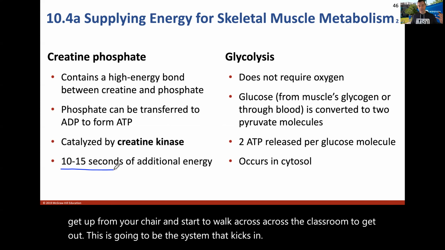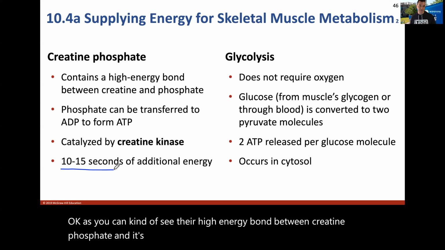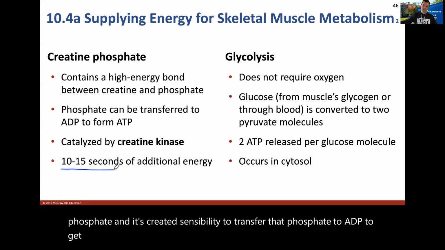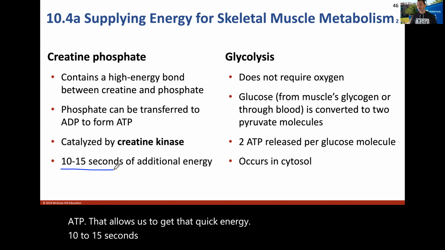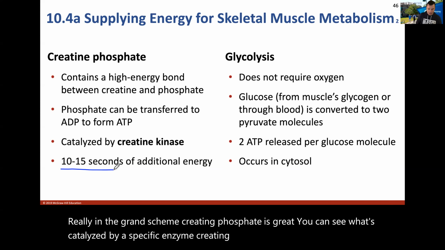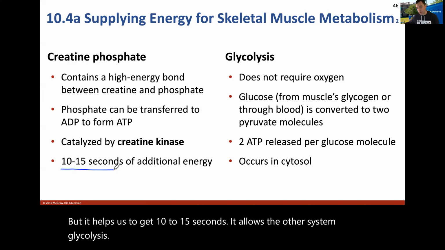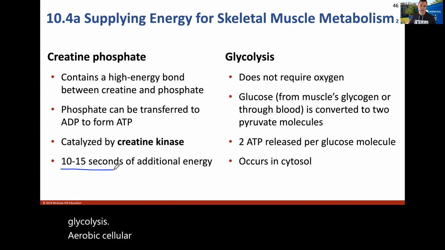Okay. As you can see there, there's a high energy bond between creatine and phosphate, and it's creatine's ability to transfer that phosphate to ADP to get ATP that allows us to get that quick energy, 10 to 15 seconds worth, right? Really, in the grand scheme, creatine phosphate is great. You can see it's catalyzed by a specific enzyme, creatine kinase. But it helps us to get 10 to 15 seconds. It allows the other system, glycolysis, aerobic cellular respiration, to get ready to kick in, okay?